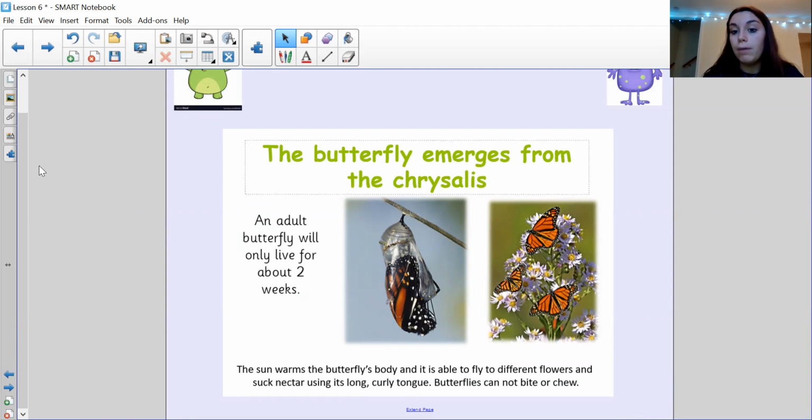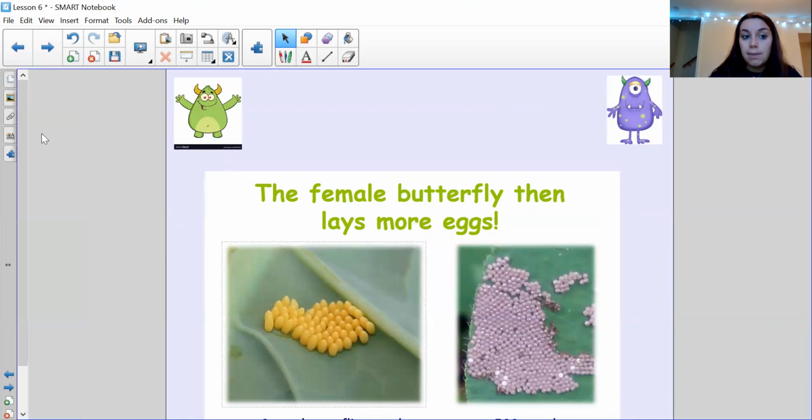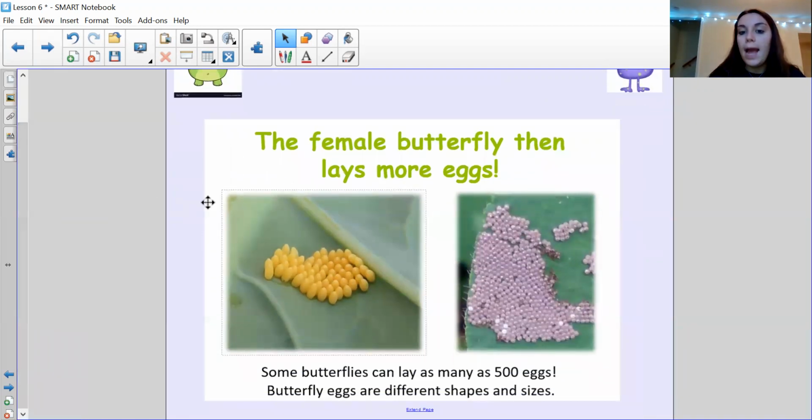Butterflies only live for about 2 weeks. So far we've had an egg, a caterpillar, a chrysalis, and a butterfly. 4 stages. Then a female butterfly will lay more eggs, and these eggs are on the leaf, and we're back round to the start.